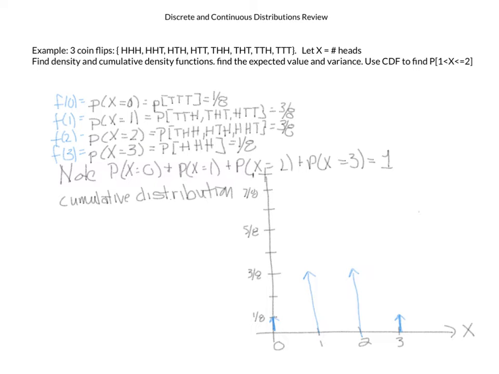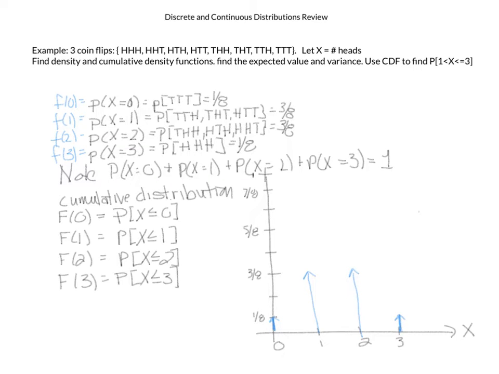So we have the probability density function, which I've written with the lowercase f to remind you the lowercase f is density function. f(0) is the probability that x is equal to 0, and that's equal to 1/8. f(1) is the probability x is equal to 1, and that was 3/8. The probability x is equal to 2 was 3/8, and the probability that x was equal to 3 was 1/8. Now I can plot out my cumulative distribution.